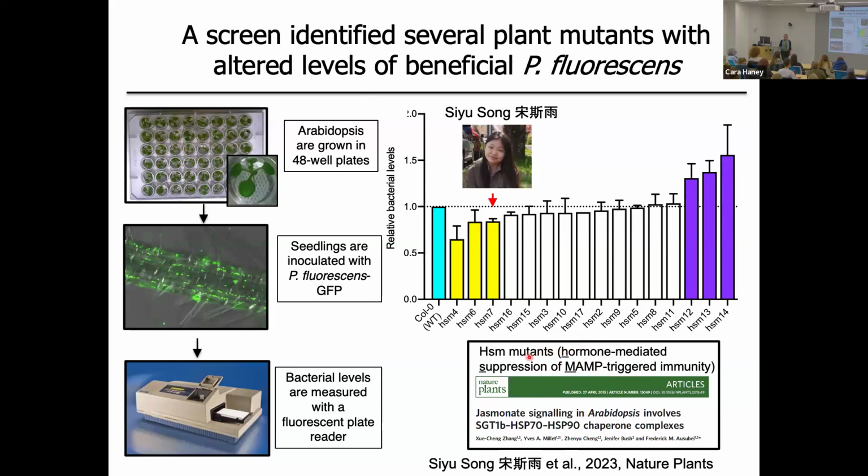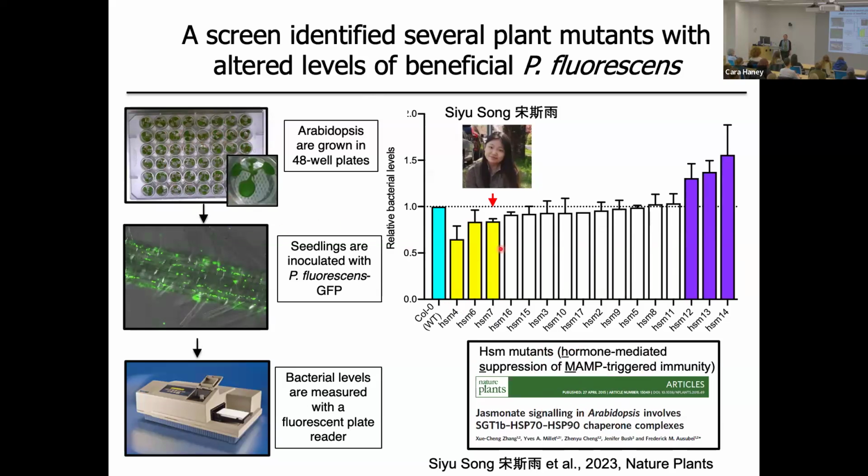And then we rescreened these root immunity mutants for those that had altered associations with Pseudomonas fluorescens in monoassociation, so a reductionist microbiome setup. We do this in 48, or now actually we have a 96 well plate version, where we grow plants with their roots submerged in liquid media, and then we can add fluorescently labeled bacteria and then just read bacterial abundance with a plate image. So it's somewhat high throughput.